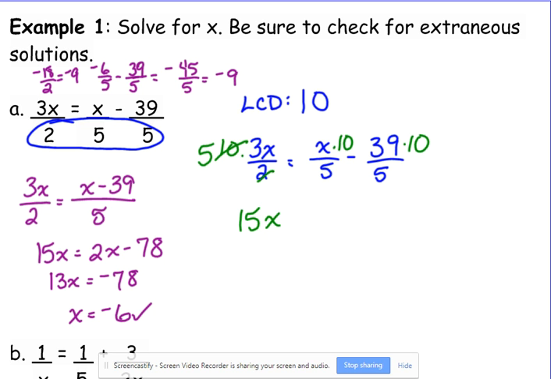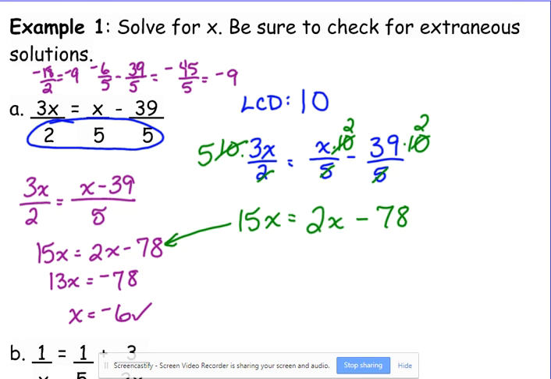our denominators. So 10 over 2 is 5. 5 times 3x is 15x. 10 over 5 is 2. x times 2 is 2x. 10 over 5 is 2. 39 times 2 is 78. Well, look, we got to the exact same point. I don't need to finish it from there because you see it in the other method, okay?